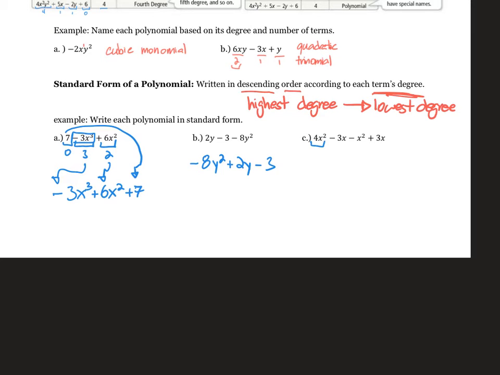Okay, so to combine like terms, we have 4x squared and negative x squared gives us 3x squared. And then we also have negative 3x, which is a like term with 3x. Negative 3x and 3x, well, they actually just become 0. So there we go. There is this polynomial in standard form. We ended up with just one term.